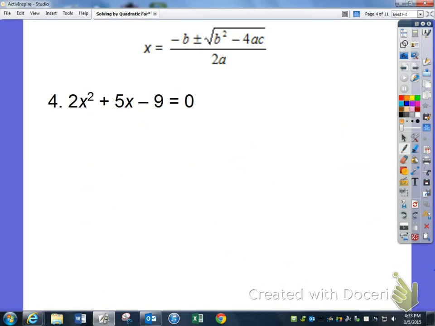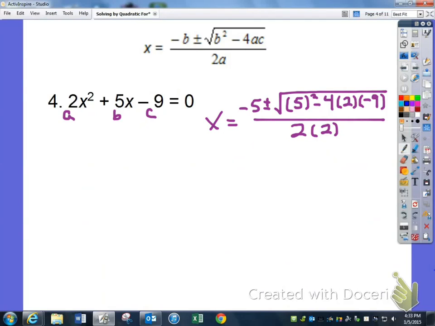Okay, on number 4, it's also in ax squared plus bx plus c equals 0. So your a is 2, your b is 5, and your c is negative 9. So let's plug those numbers into our quadratic formula and see if we get the same thing. So go ahead and do that. Okay, when I plugged my numbers in, I got x equals negative 5. This time the b is negative because in the equation it's positive, so when you put a negative in front of it, it makes it negative. So negative 5 plus or minus the square root of 5 squared minus 4 times 2 times negative 9, all over 2 times 2. Let's simplify and see if we match.